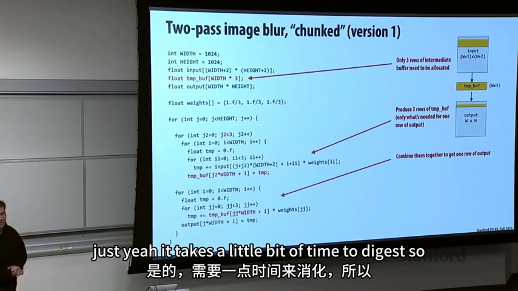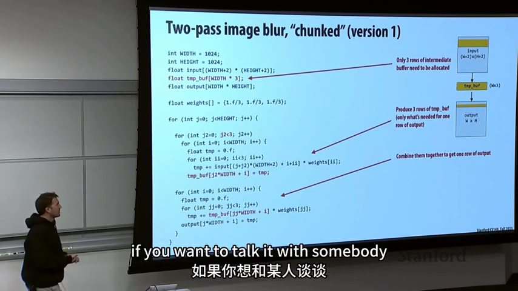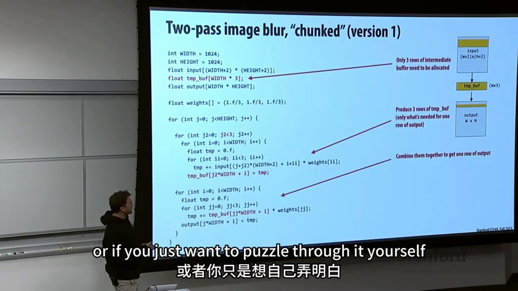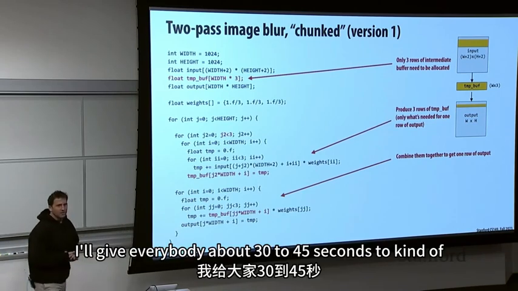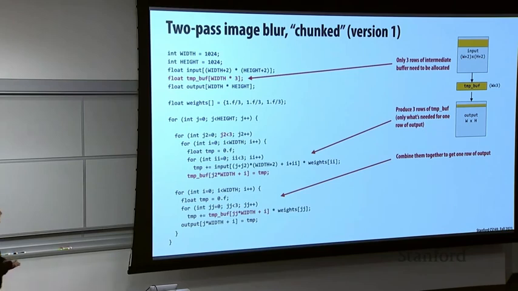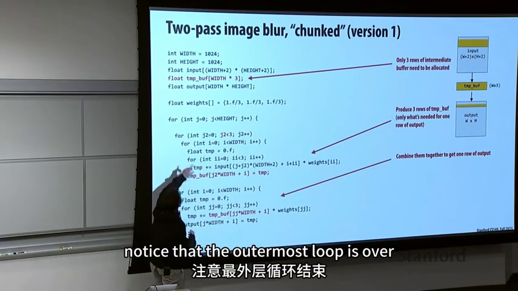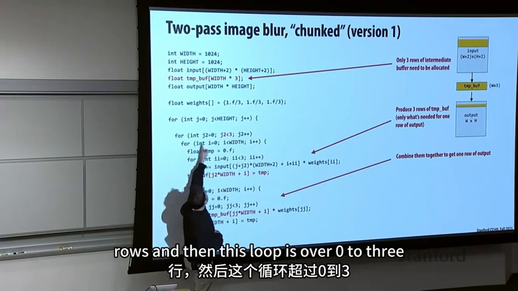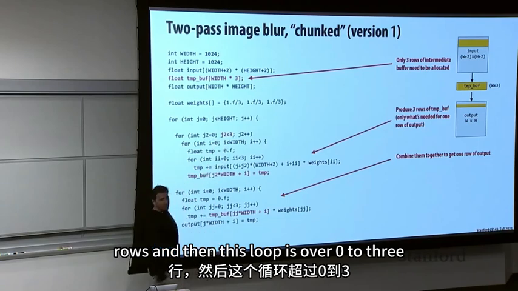It takes a little bit of time to digest. So if you want to talk it over with somebody, or if you just want to puzzle through it yourself, I'll give everybody about 30 to 45 seconds to push through here. The key things are the things I've highlighted. Notice that the outermost loop is over rows, and then this loop is over 0 to 3.